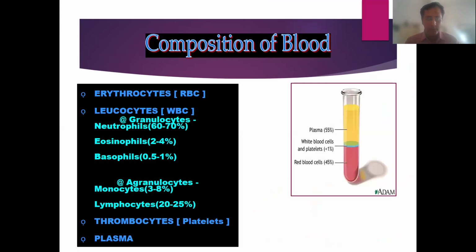What is the content? That is the erythrocytes, that is RBC, and leukocytes, WBCs: neutrophils, about 60 to 70%, eosinophils, about 2 to 4%, basophils, about 1 to 5%, monocytes, about 3 to 8%, and lymphocytes, about 20 to 25%. Thrombocytes, that is platelets, and the plasma contents. Plasma is shown to be about 55%, white blood cells less than 1%, and red blood cells more than 45%.